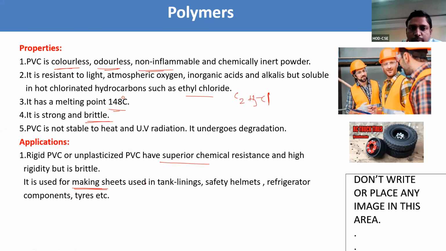Rigid PVCs are used for making sheets, in tank linings, safety helmets, refrigerator components, tires, etc. Now coming to the plasticized PVCs.